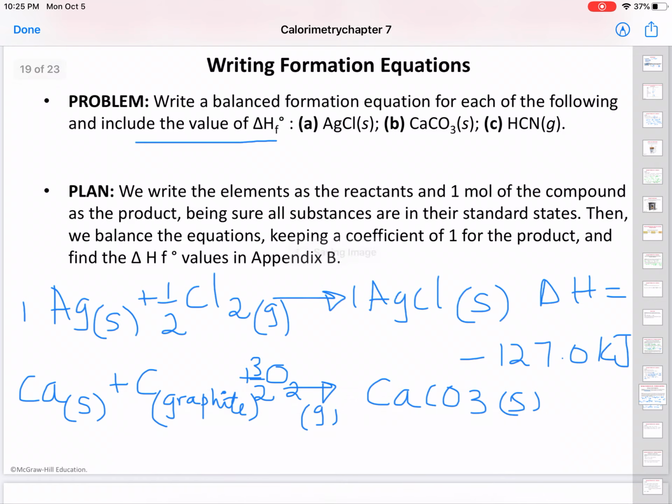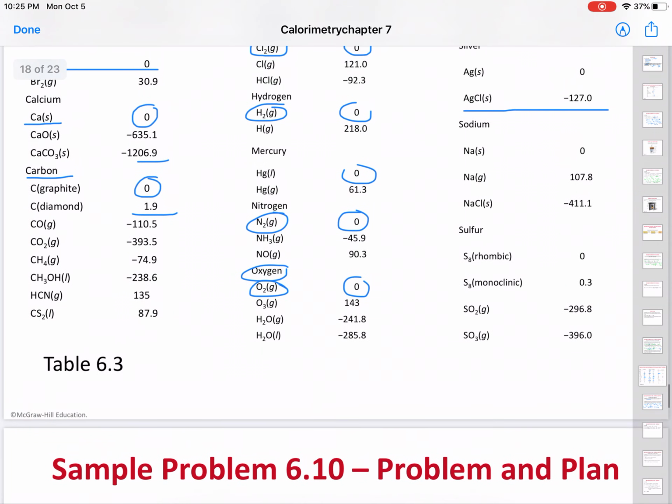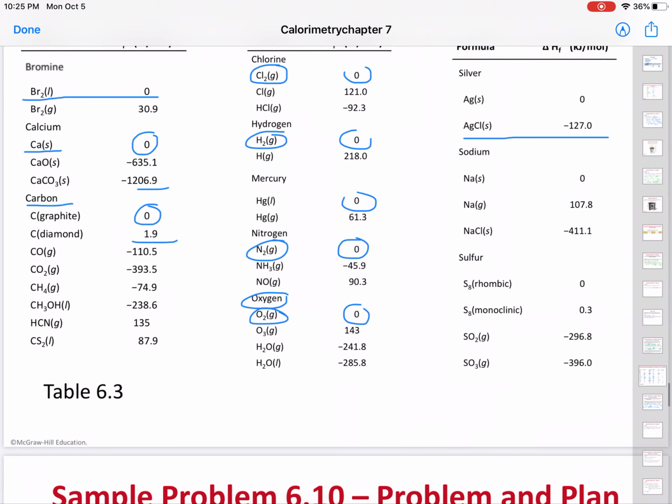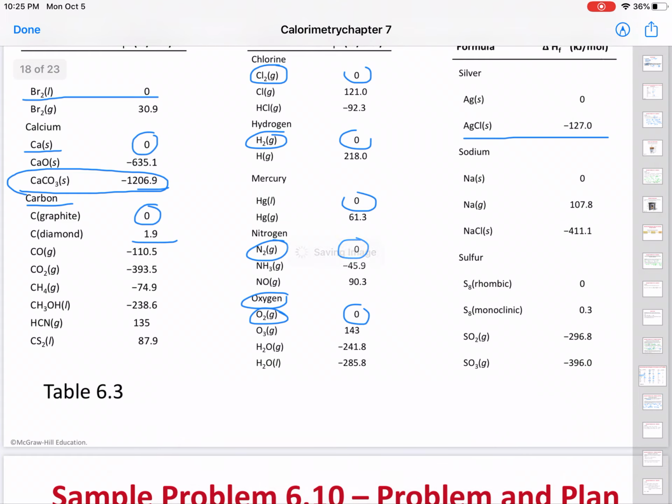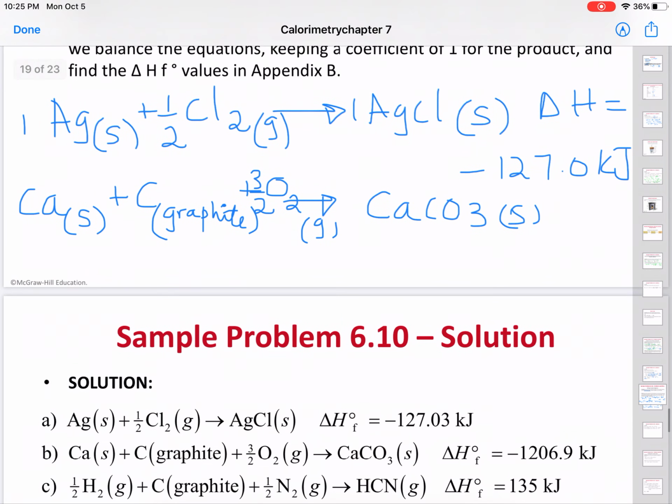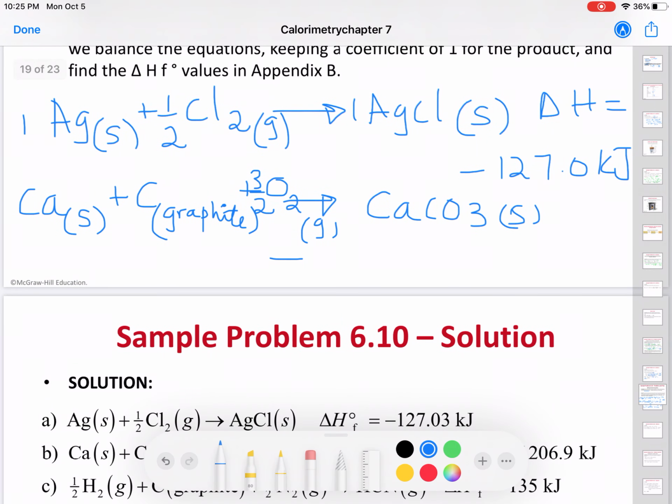And the one last thing we need to find out is the calcium carbonate enthalpy of formation. Calcium carbonate, this number, solid, negative 1206.9 kilojoules. That is the delta H. So that's how you write a formation equation.